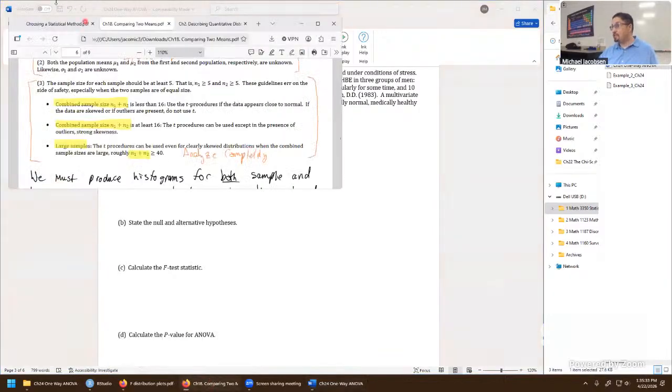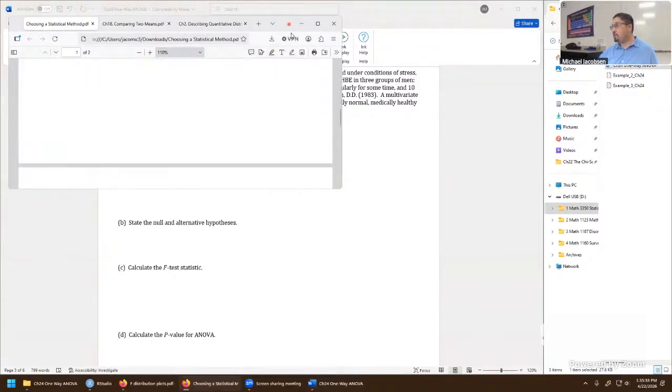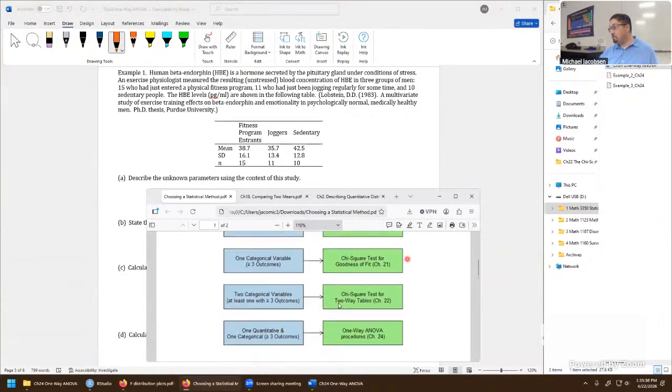Well, thinking back to this table, one more thought about this problem is there is absolutely one quantitative variable. The quantitative variable is the HBE measurements in picograms per milliliter. And there is also one categorical variable. The categorical variable is the one that classifies everybody in this study according to which population they came from amongst these 3. So we hit both of those criteria, and that's why it's become a chapter 24 ANOVA problem.